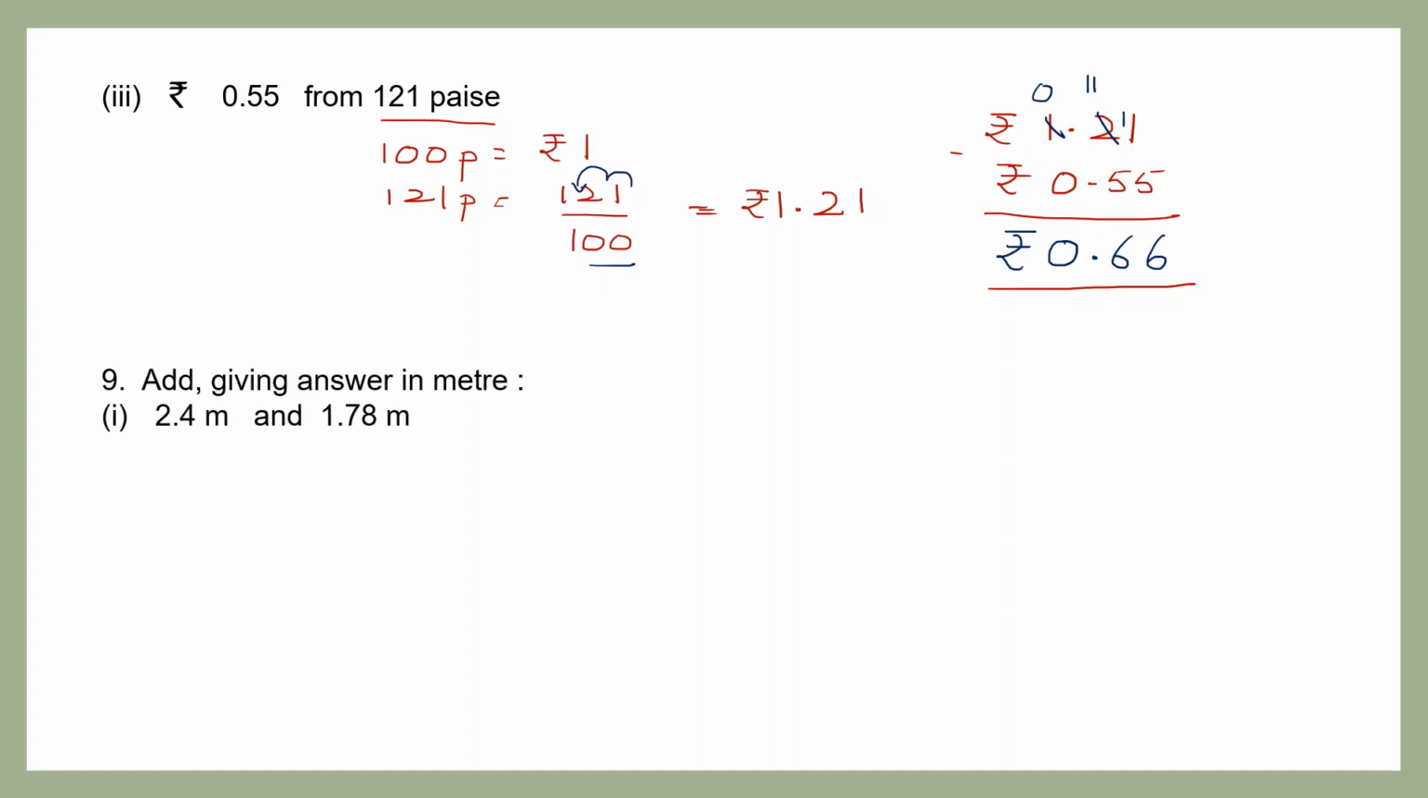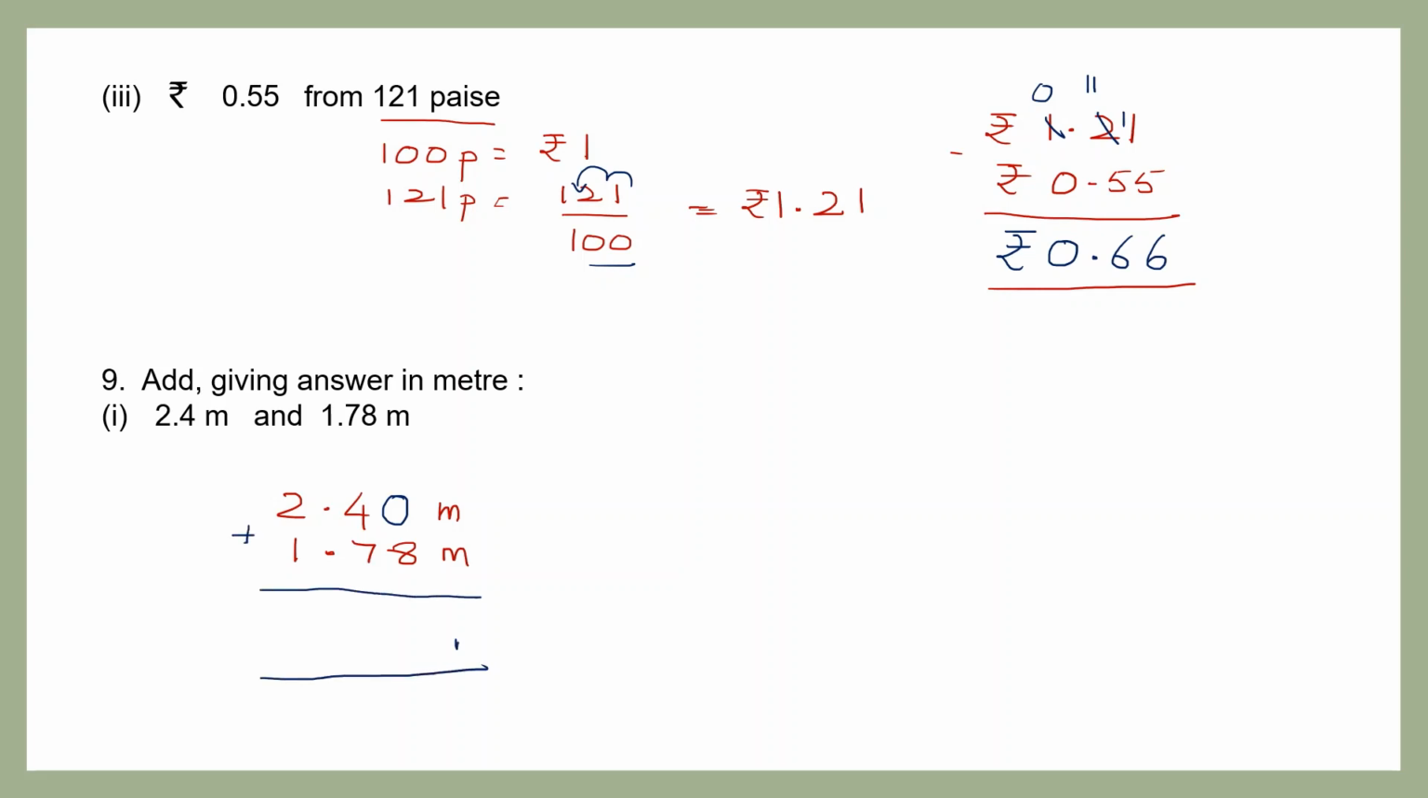Question 9. Add. This time giving your answer in meter. So first let's check if both the numbers are in meters. Yes, both are in meters. 2.4 meters and 1.78 meters. So all we have to do is simply add them. So let's do that. 2.4 meters, 1.78 meters. Okay, so the first thing we need to do is we have to see that they are like decimals, isn't it? Whenever you do addition or subtraction in decimal numbers. So let's add this up.